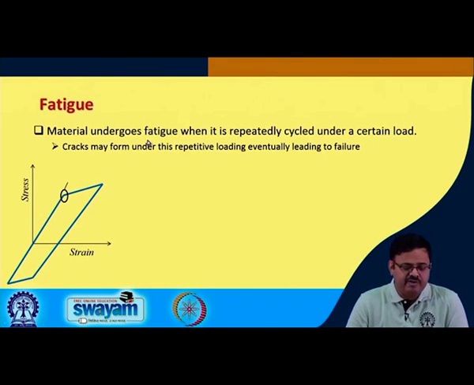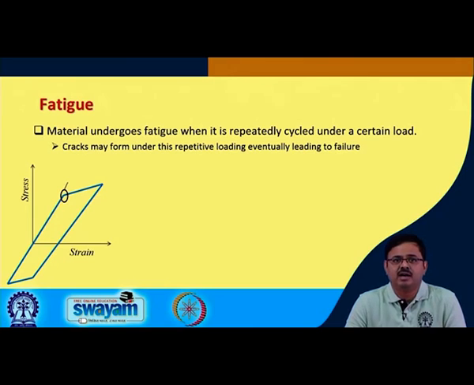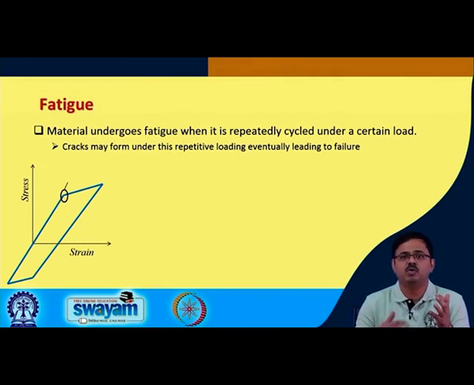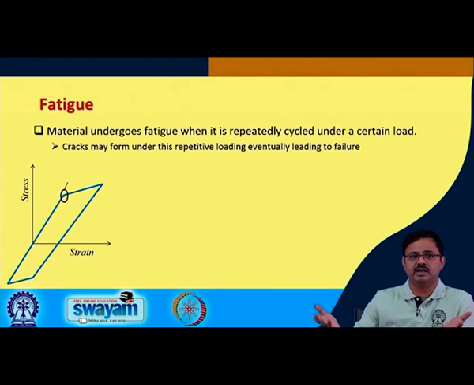So, let us take the example of fatigue. We were discussing in the last class what is fatigue. Material undergoes fatigue when it is repeatedly cycled under a certain load. Okay. In case of a solder joint, you may form a crack under this repetitive loading, which will propagate with time with more number of cycles and eventually lead to failure.